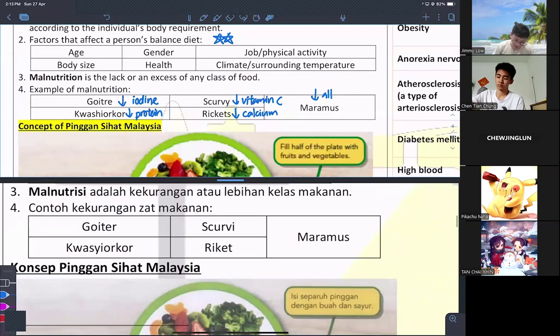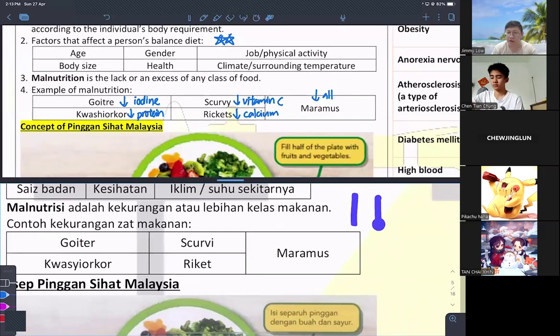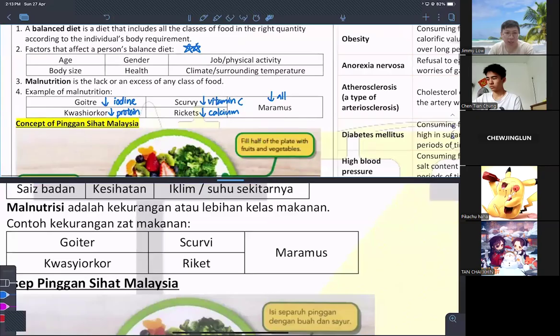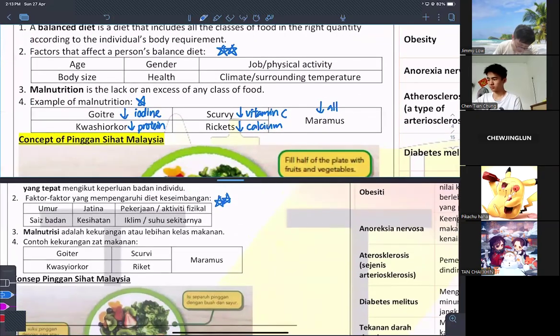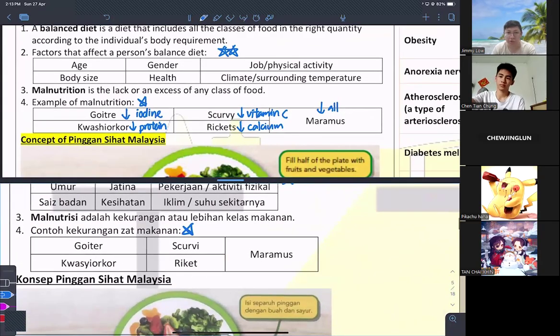Talking about rickets, if you have rickets, usually people's legs look like this. If you have rickets, your leg becomes like this already, an O-shaped leg, because of lacking calcium. The last one is marasmus. Marasmus means the kid is super skinny until you can see his bone already, because he's lacking general nutrition. This one is important actually, but they'll ask in objective. Subjective rarely asks. Just go through, like a general concept.